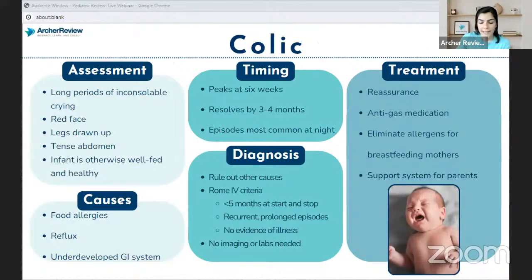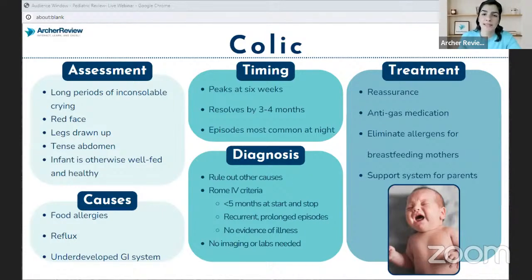So colic, what I want to mention about colic is I think all new moms and dads think their baby has colic. And so it's really hard to tell new moms this baby's crying and crying. A certain amount of crying is normal, but with colic, it's long periods of inconsolable crying. So it's going to peak around 6 weeks. It typically resolves around 3 to 4 months. And it's more episodic, so it happens more commonly at nighttime. There is a criteria you can use to diagnose it.